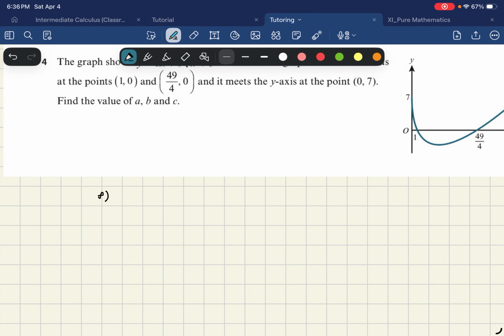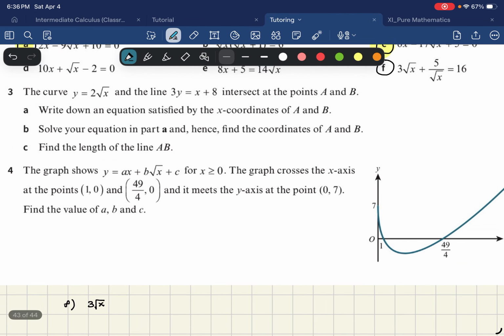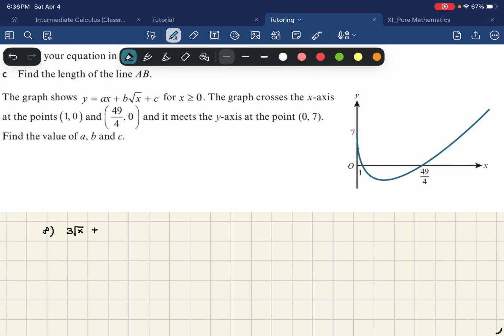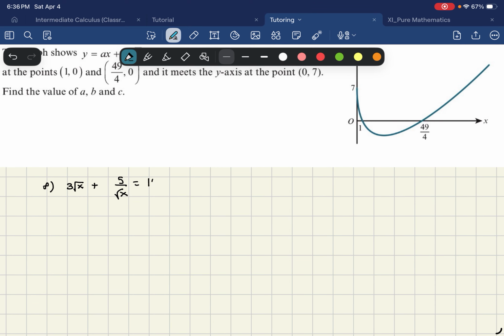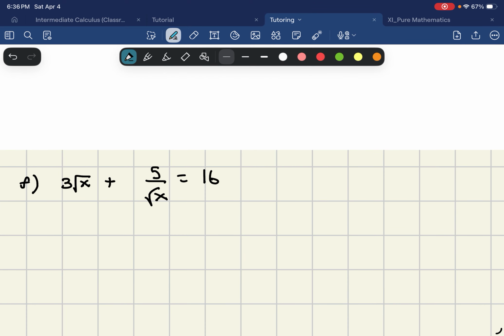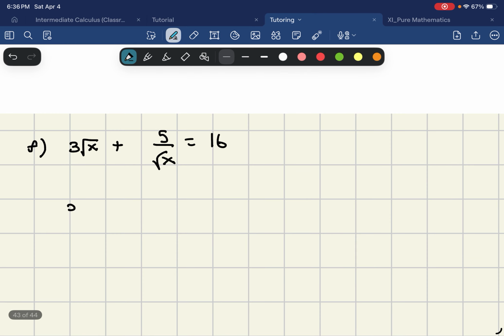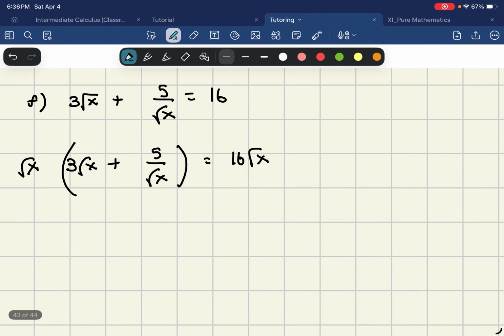So F gives me 3 square root of x plus 5 over square root of x is equal to 16. And basically we want to multiply. We don't like having things in the denominator. Let's multiply by square root of x. So if I multiply everything with square root of x, I have 3 root x plus 5 divided by square root of x is equal to 16 times square root of x. I have to do it on both sides.